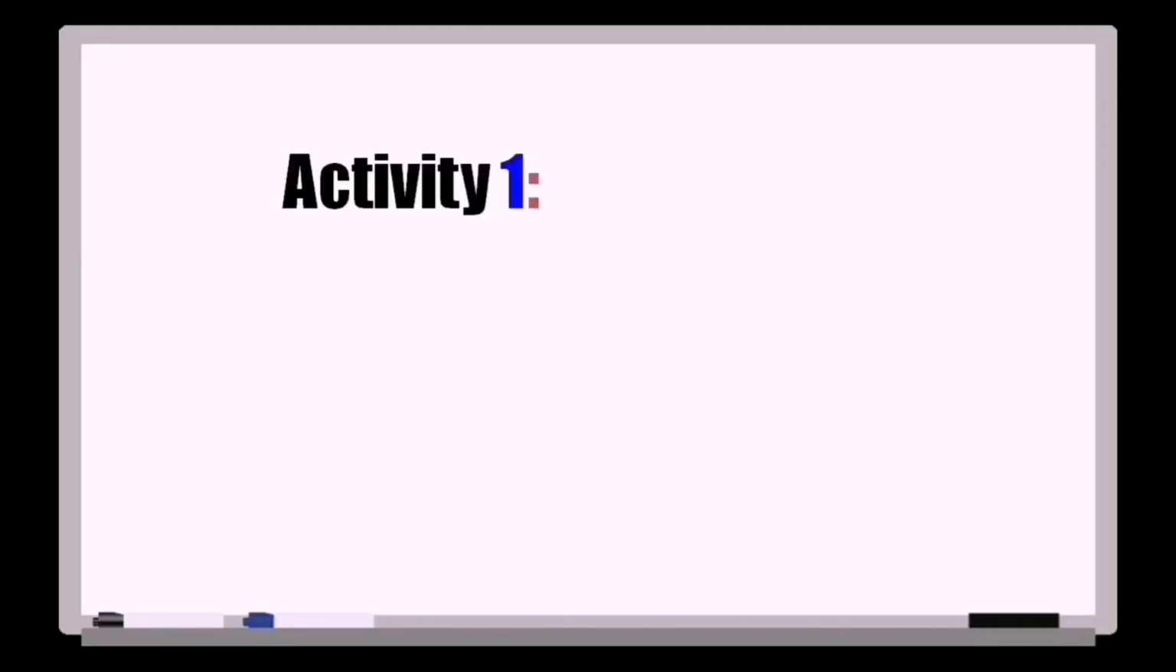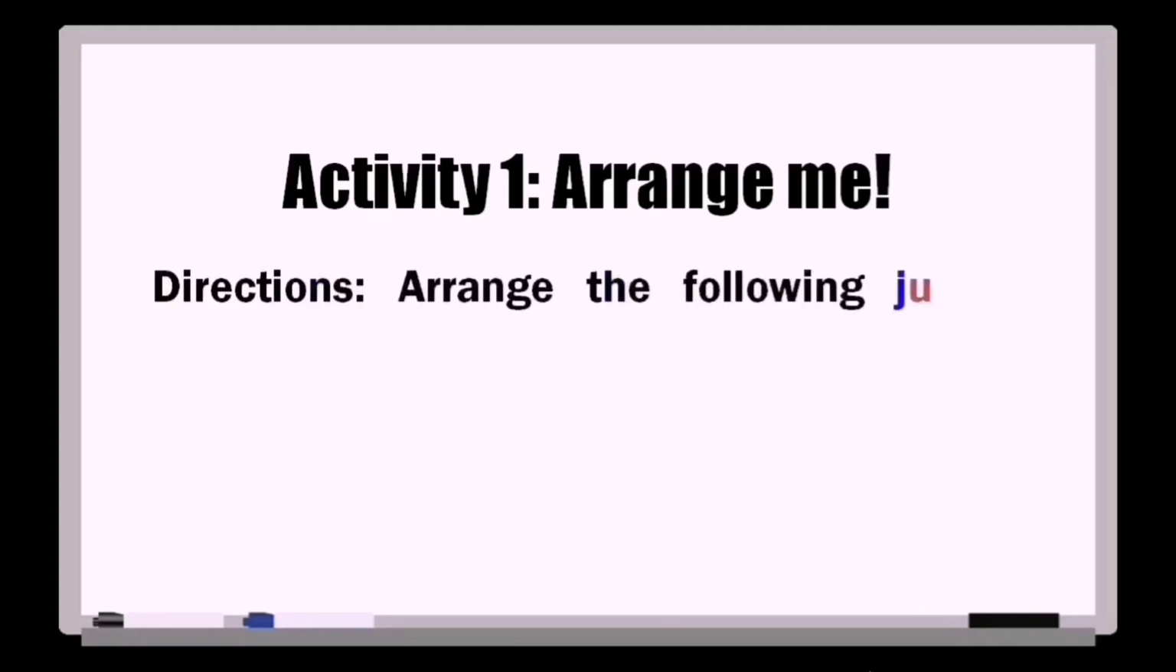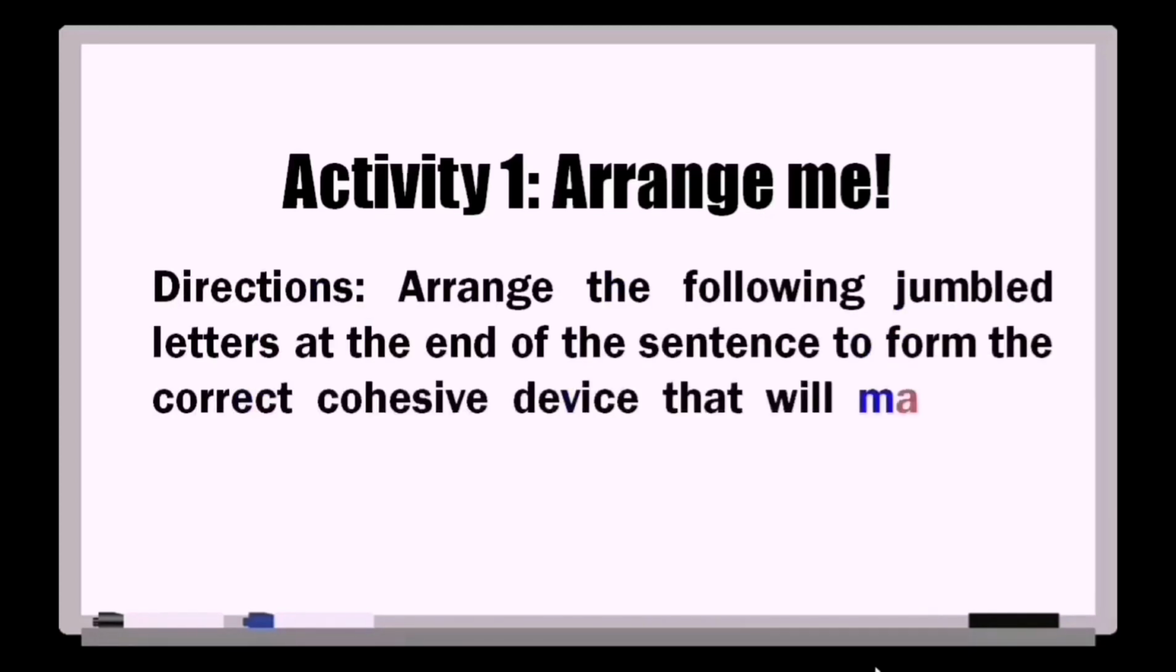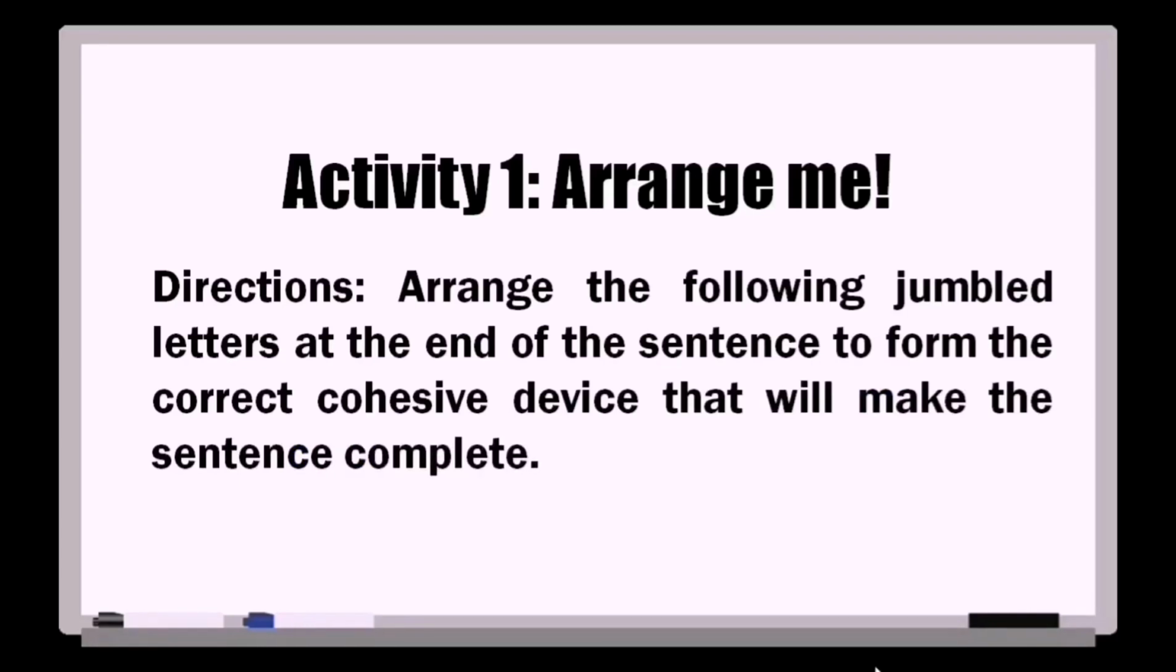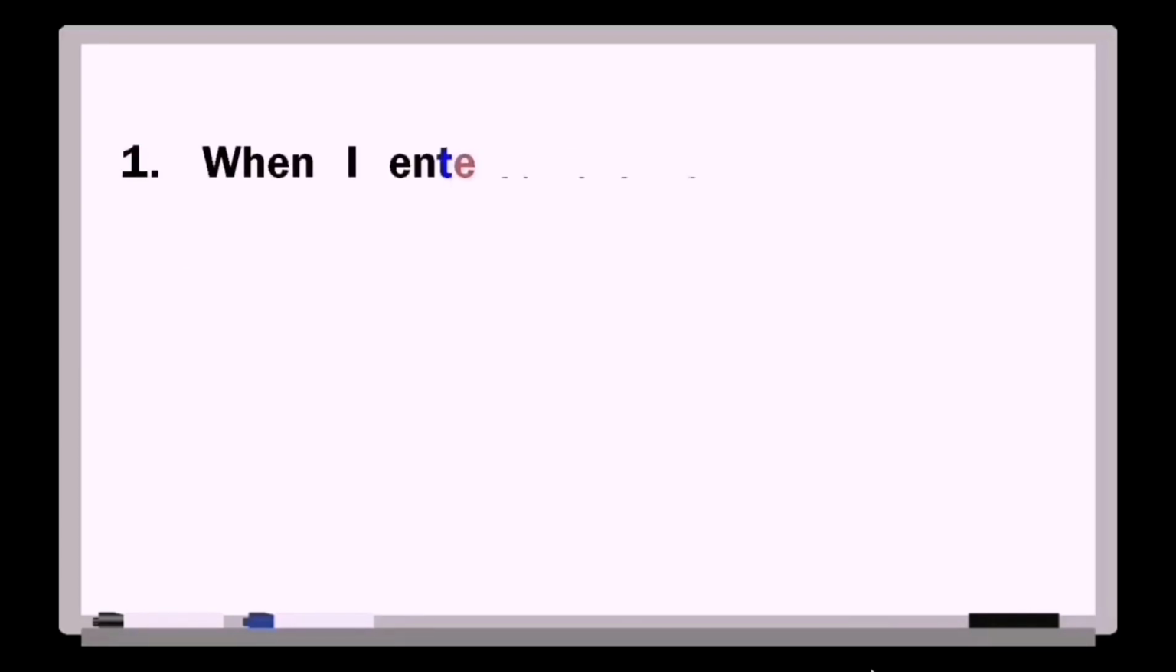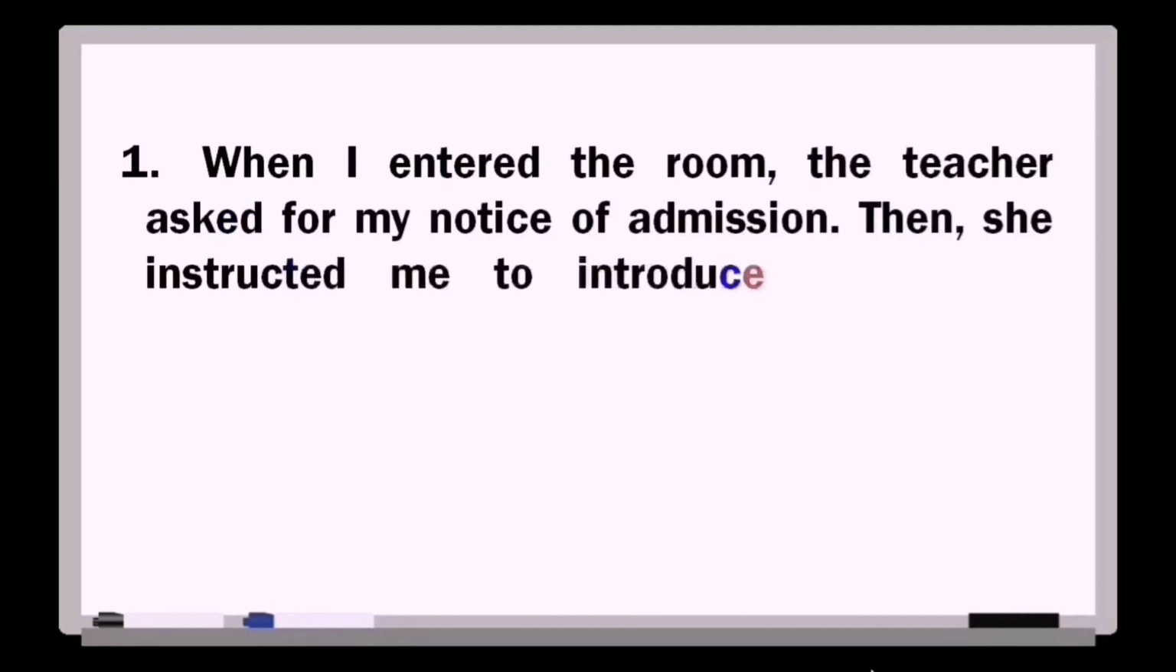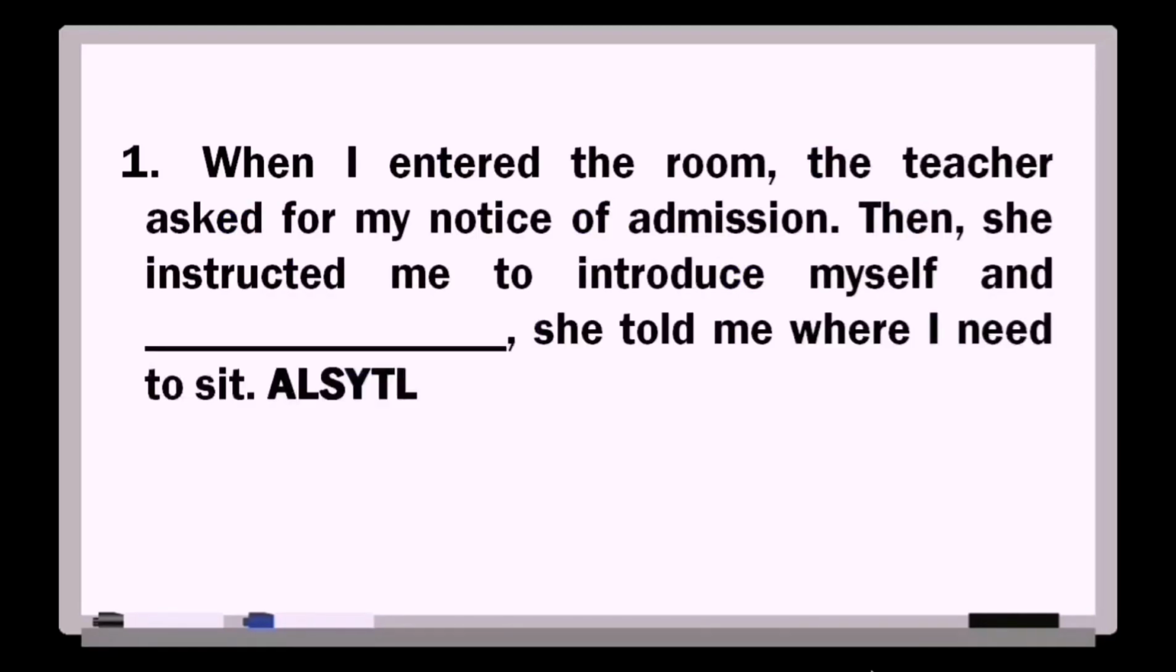This time, let us answer an activity by arranging the jumbled letters at the end of the sentence to form the correct cohesive device that would make the sentence complete. Number 1. When I entered the room, the teacher asked for my notice of admission. Then, she instructed me to introduce myself, and blank, she told me where I need to sit. What do you think is the answer? That's correct. The answer is lastly.